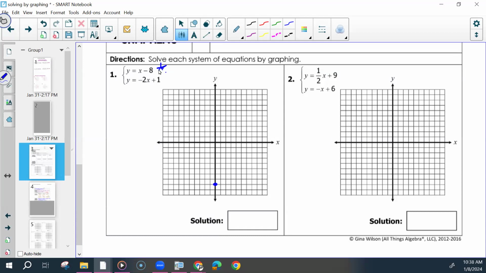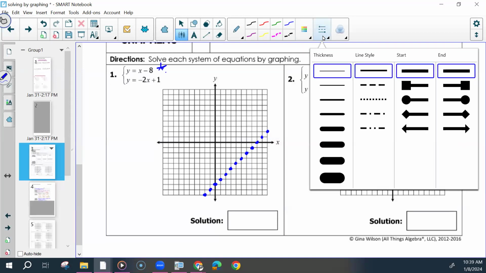And then what is the slope of this one? One, so we're going to go up one, right one as many times as possible, fill up your graph. And down one, left one as many times as possible, fill up your graph. Once you have all of your points, go ahead and connect the dots, make a line, draw arrows at the end, because lines go on forever and ever.